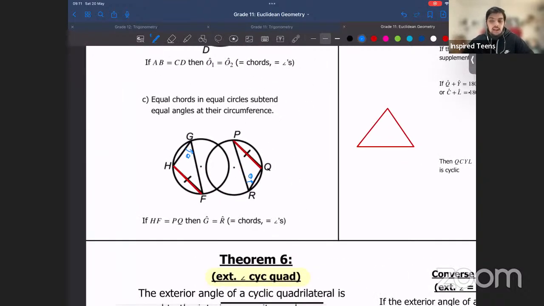Okay, because equal chords in non-equal circles won't necessarily subtend equal angles. Equal chords in two different circles, different sizes of circles, will not necessarily subtend equal angles. However, equal chords inside of equal circles would definitely subtend equal angles.